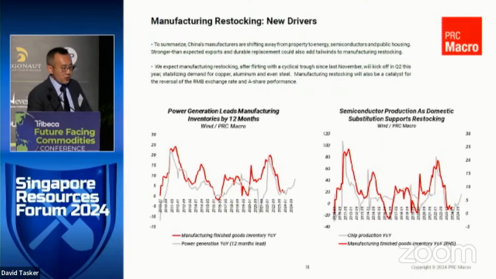So finally, I just want to show you the two charts, which explain, even if we just look at 6 months, 12 months down the road, can the Chinese economic fundamentals rebound? It also echoes our story. If you look at the chart on the left, that is Chinese power generation investment versus Chinese manufacturer inventory. Power generation leads Chinese manufacturer inventory by 12 months. It tells us that we are at the tipping point of manufacturer restocking in China.